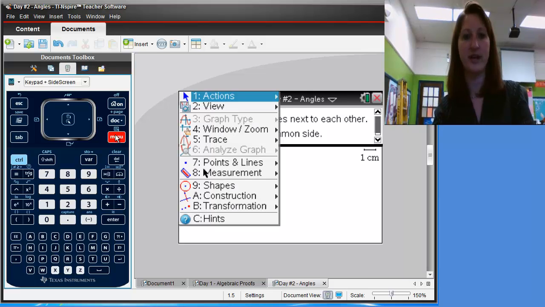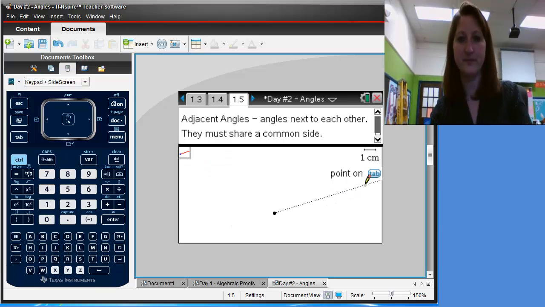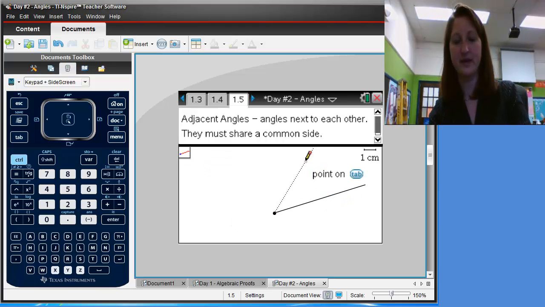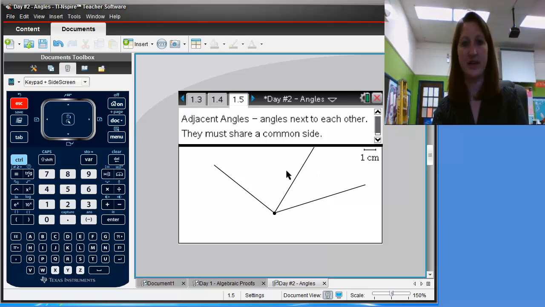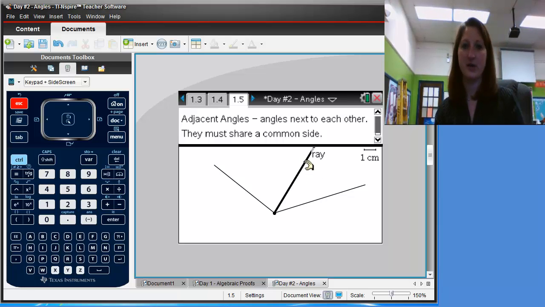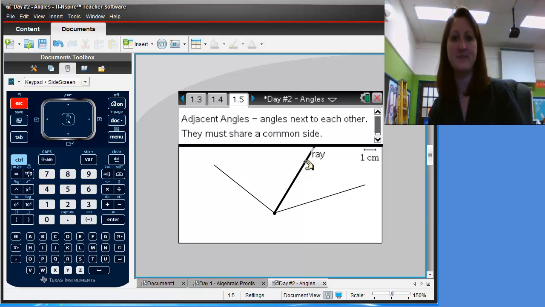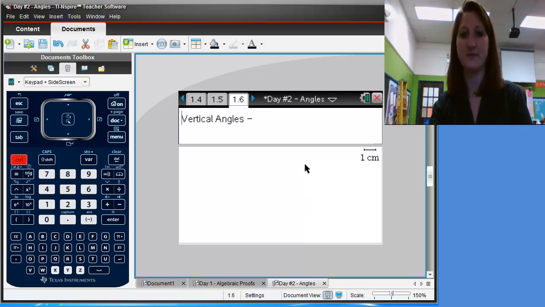So I'm going to start off with one angle. I'll go back to points and lines, start off with one angle, and then off of one of my sides I'm going to put another angle. So right here I have an angle, and next to it I have a second angle, and they have a side in common. They have this side right here in common. So those are adjacent angles. There's really nothing special about them. They don't add up to 90 degrees, they don't add up to 180 degrees, they're not always the same size. The only thing that is true about adjacent angles is that they're touching, they're next to each other.